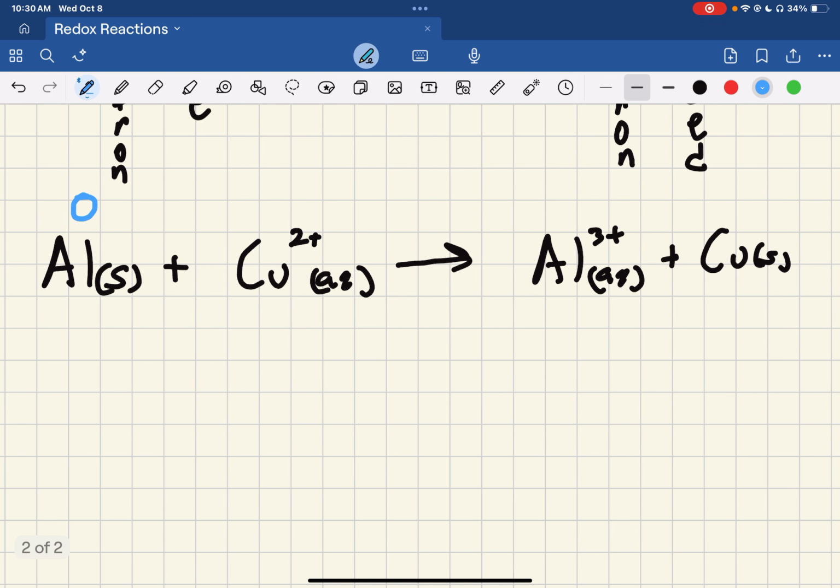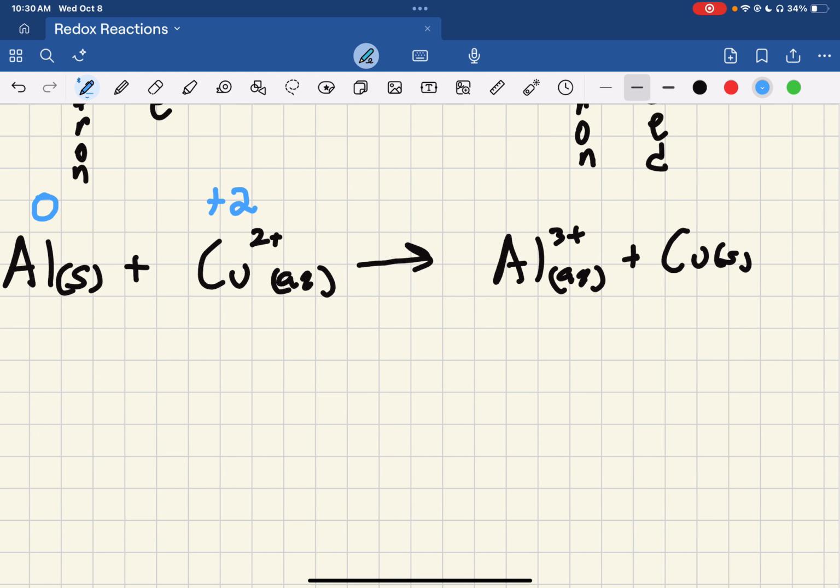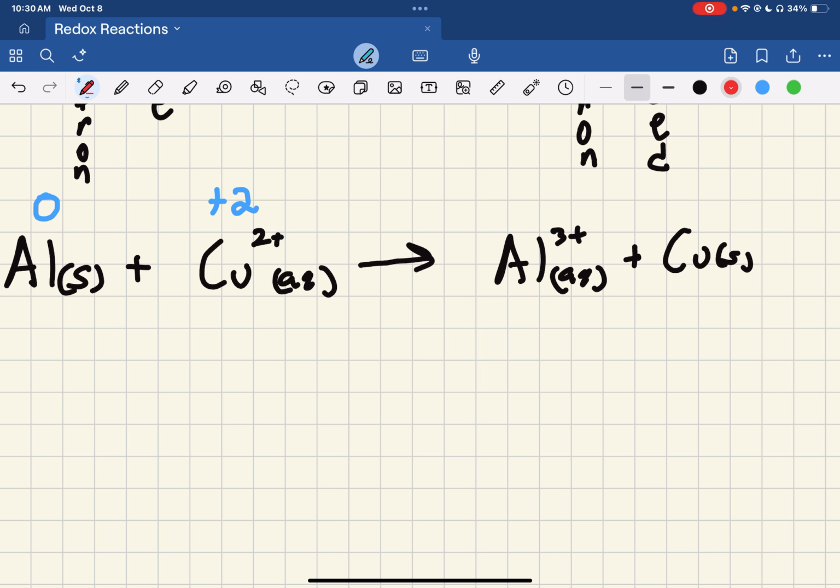Okay, pretty simple stuff. Now over here with copper, copper is all by itself, but it has a positive 2 charge. So its oxidation number is pretty simple. It's just going to be positive 2. Nice and easy. Now let's go over to the product side and do the same thing. Aluminum is positive 3. How do we know that? Once again, because aluminum is right there with a positive 3. So nice and simple.